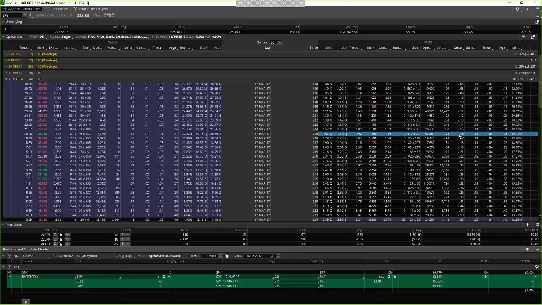Take a look at these puts. You see, there's a minus sign in delta. So if you buy these, you're going to be long gamma, long theta, long vega. Now, let me show you, and I can prove this to you right now.